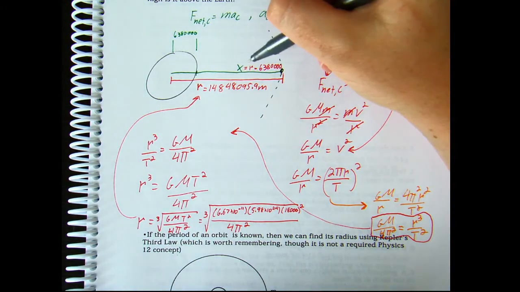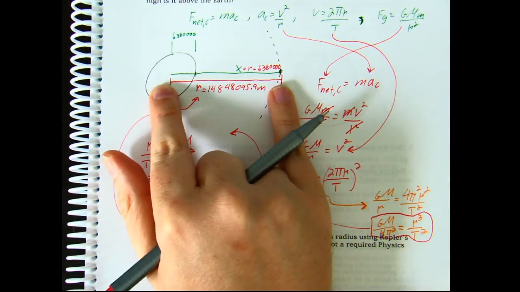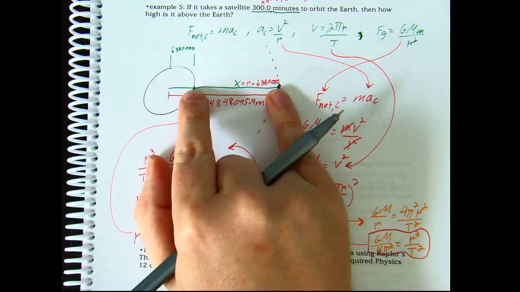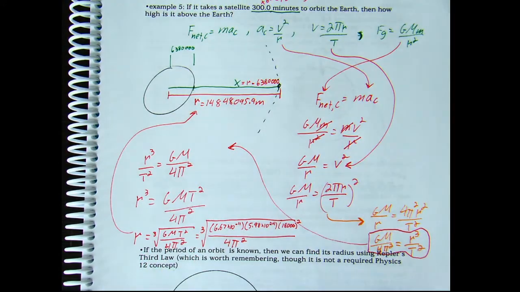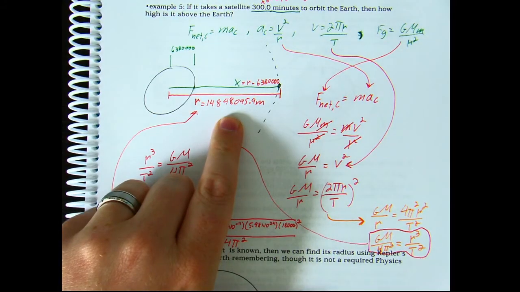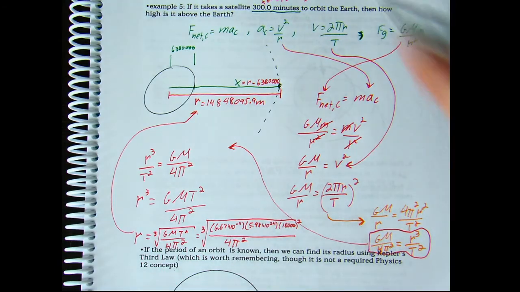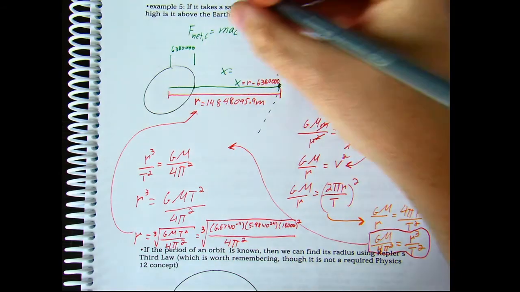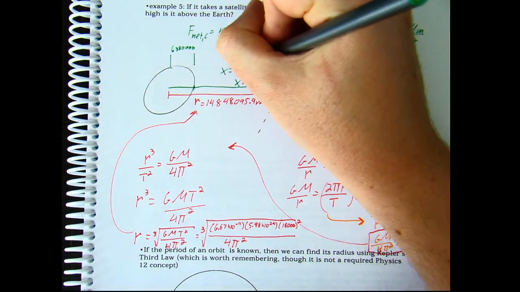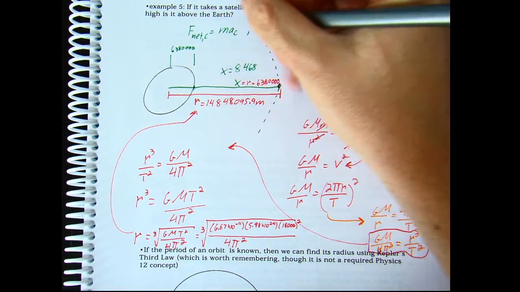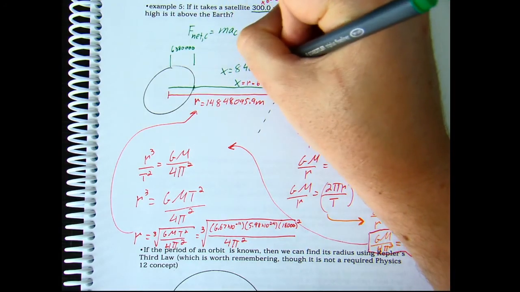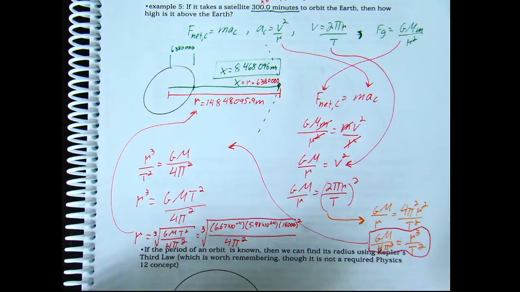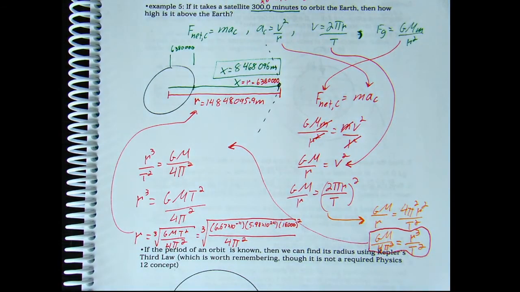That's going to be the center to center distance. We don't want center to center distance, we want how high above Earth. So we want this distance here. So then my value for x is going to be this number, 14,848,095.9 minus 6,380,000. We're going to find that x is actually 8,468,096 meters above Earth. Above the surface of Earth, rather. So there you go.